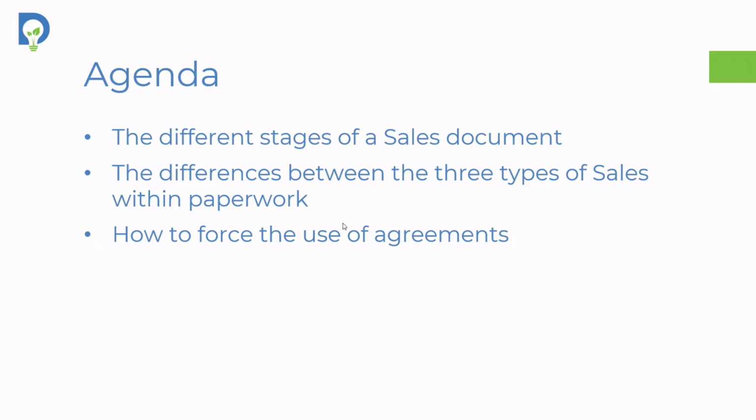So the first thing we'll look at is the different stages of a sales document. Then we'll go into the differences between the three types of sales within paperwork, and then show you how to force the use of agreements, which is a type of sale.